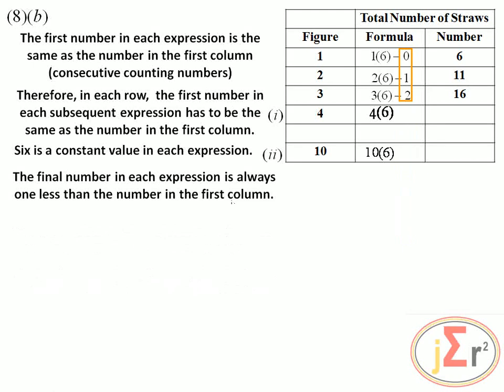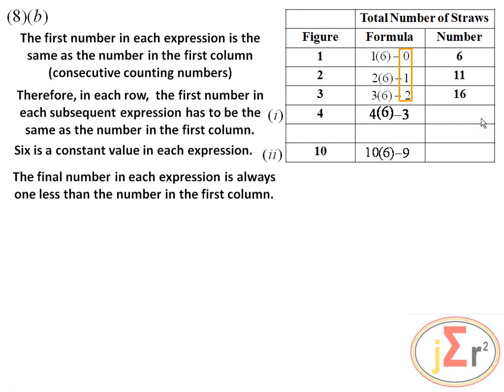And anything else to notice? The final number in each expression is always 1 less than the number in the first column. So we have 1 less than that is 0. 2, 1 less than that is 1. 3, 1 less than that is 2. Therefore, we expect to have a minus 3 right here and a minus 9 right there.